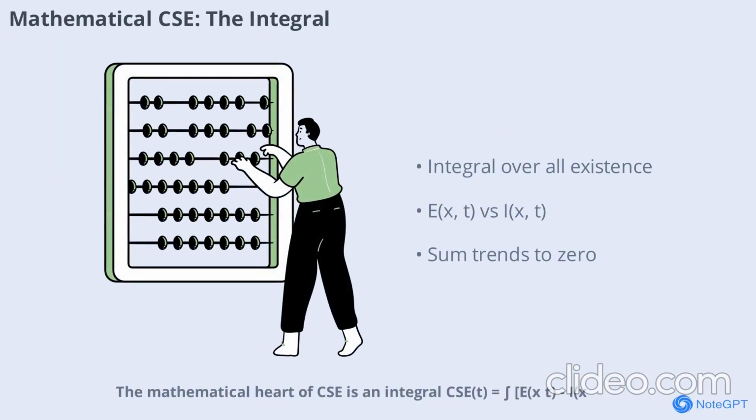The mathematical heart of CSE is an integral. CSE(T) equals the integral of E(x,t) − I(x,t) dx over all X in *. Here X represents any point or entity in existence, and dx is an infinitesimal slice of reality. E(x,t) and I(x,t) are the expansive and contractive energies at each point in time. The goal is for the total sum to approach zero, meaning perfect balance.